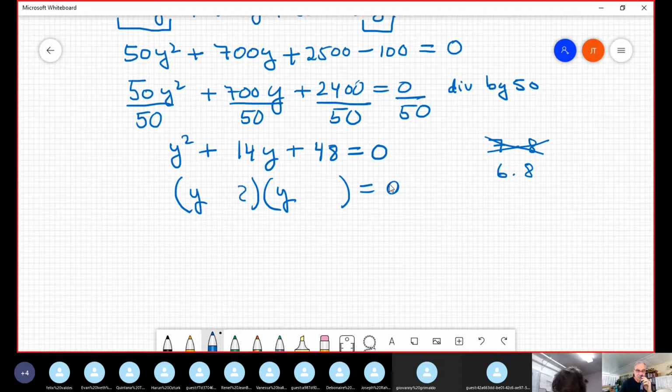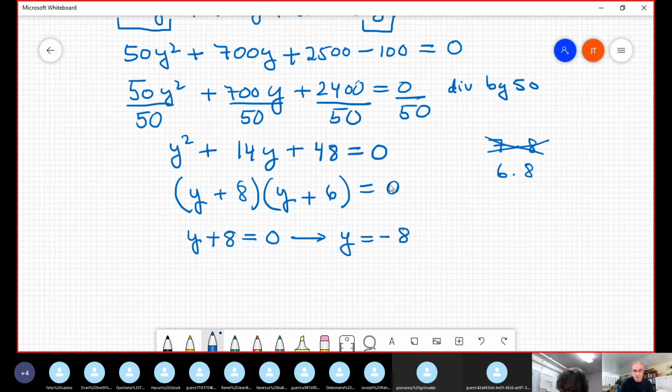What sign? Plus, minus, negative, positive. What sign? Positive on both. Very well. Therefore, the solution is negative 8 and negative 6.